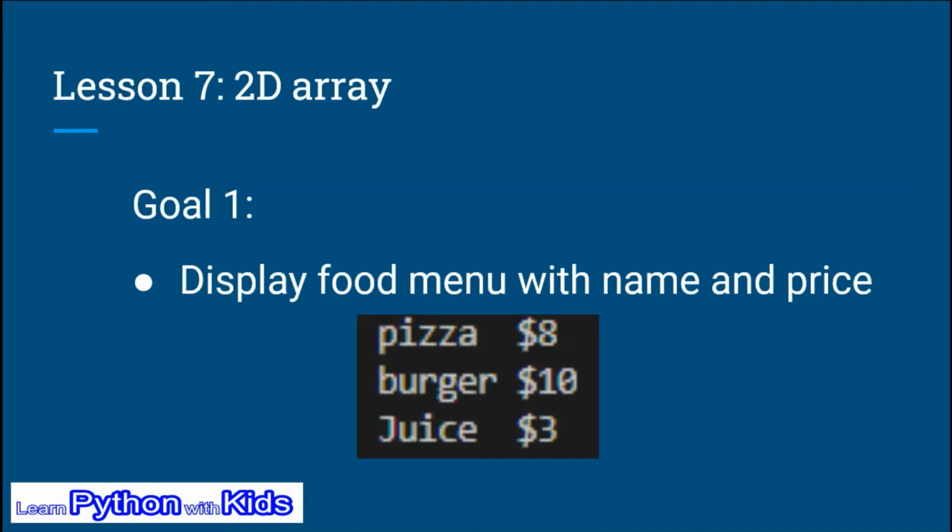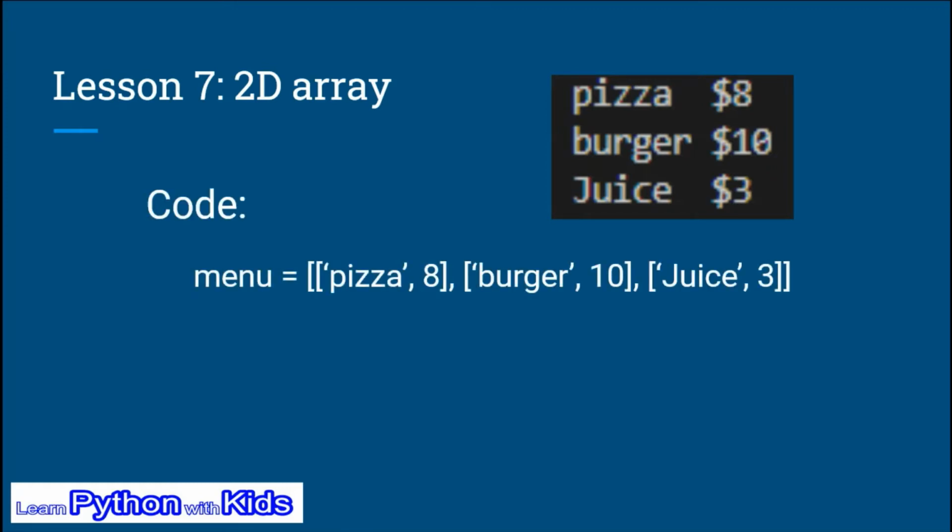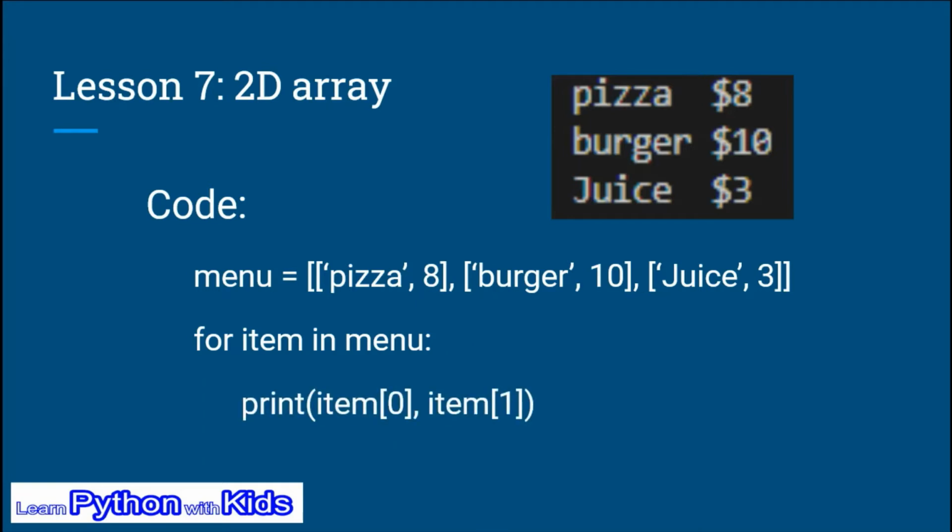Since we already know how 2D array works, let's try to print out the food menu like this. The code should look something like this. We first define a menu variable, which is a 2-dimensional array with name and price in each item. Then we can use a for loop to visit each item and print out the name and price by the index number of the item array. Let's run the code.